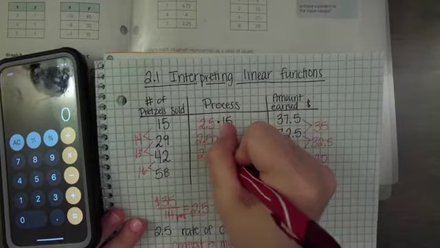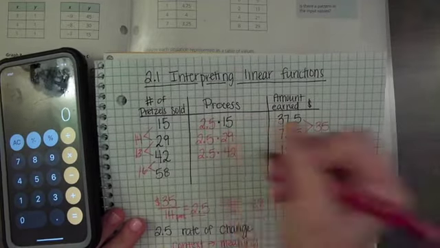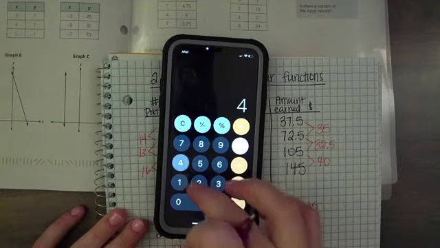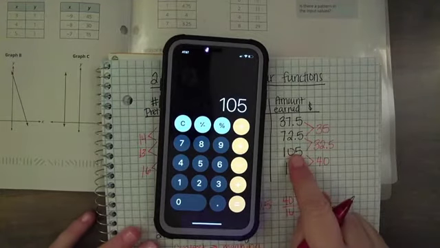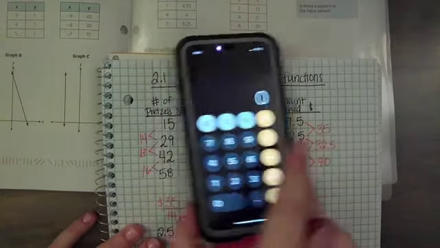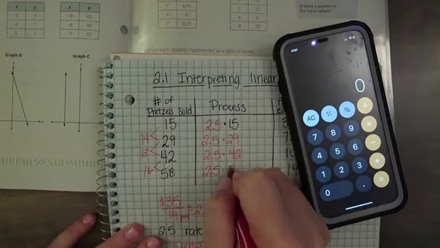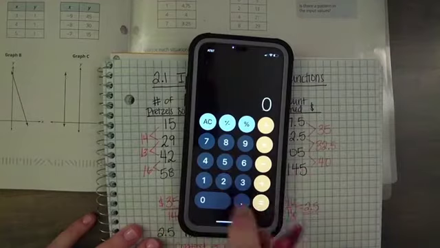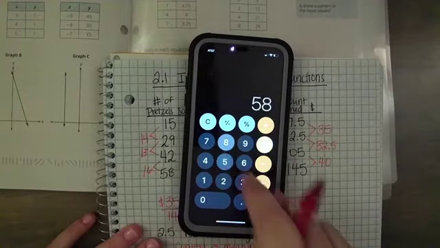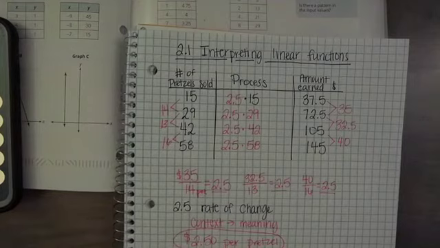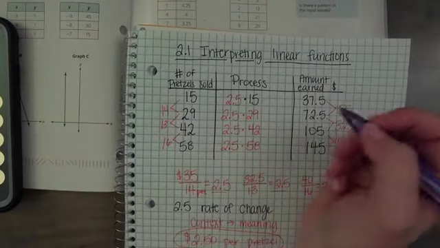So let's check the next one. 2.5 times 42 should give you $105. That's how much he would make. And then the last one, 2.5 times 58. So 2.5 times 58 is 145. Okay, so that means we don't have to add anything at the end.